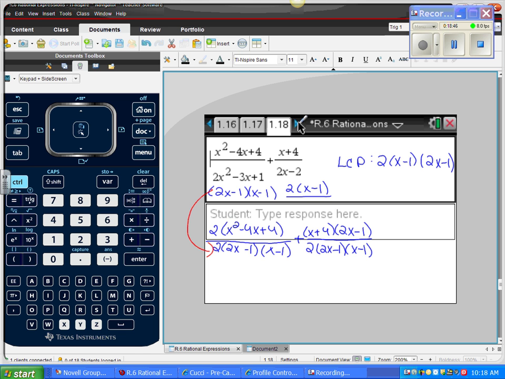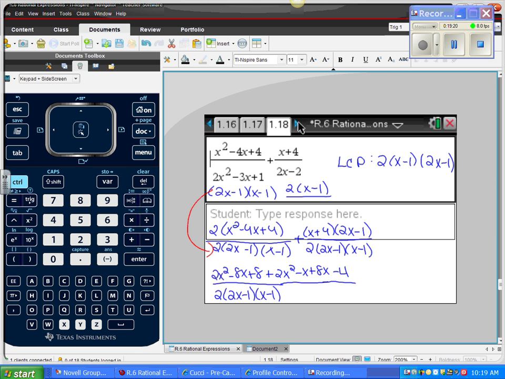Okay, so now we have a common denominator. Now what we're able to do is we're able to add, right? When we add, we keep our common denominator. But what we have to do is deal with this whole mess up in the numerator. We're going to have to distribute the first. And we're going to have to FOIL the second. I know I'm going long here, okay?